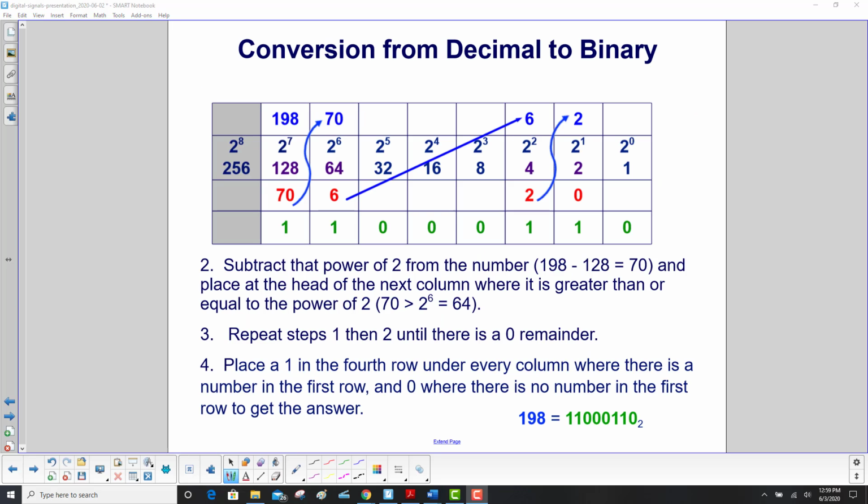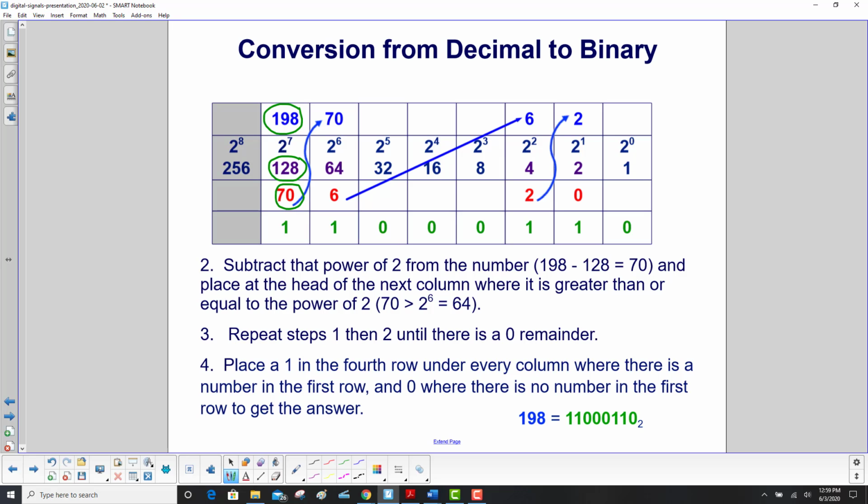There's a lot going on this slide, so please follow. All right, where did we start from the previous slide? We have 198 over here. The first thing you do is easy. Subtract this number here, 128, from 198. And what do you get? You get 70. Okay, that's not too bad.